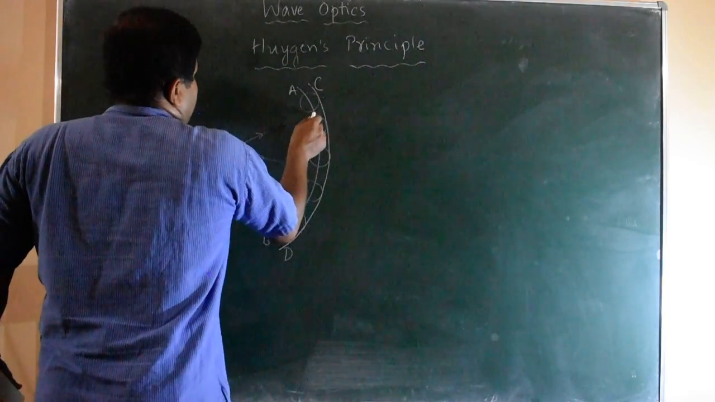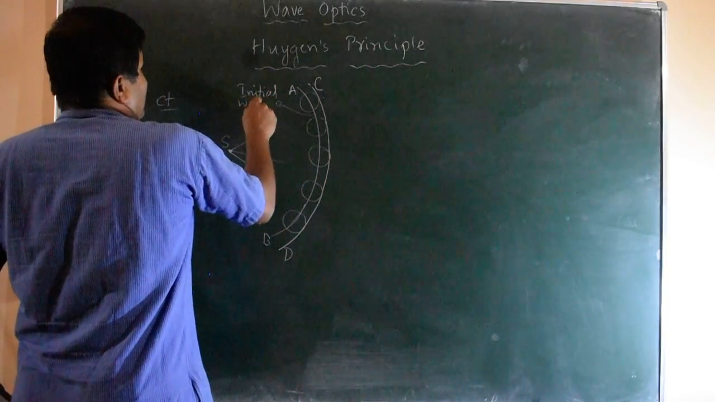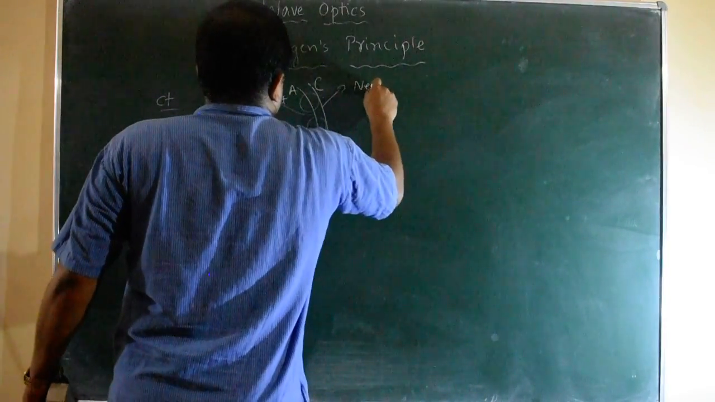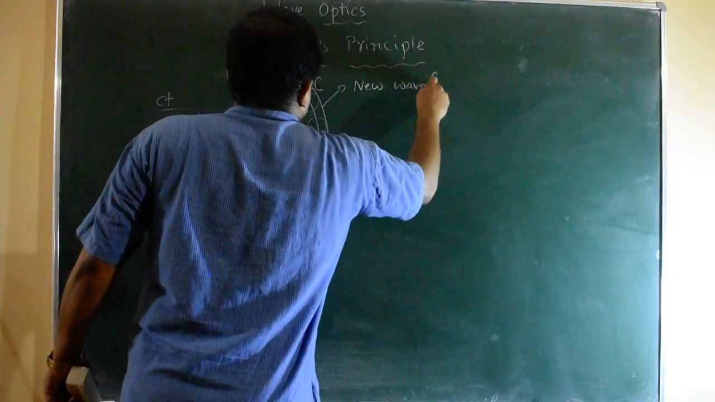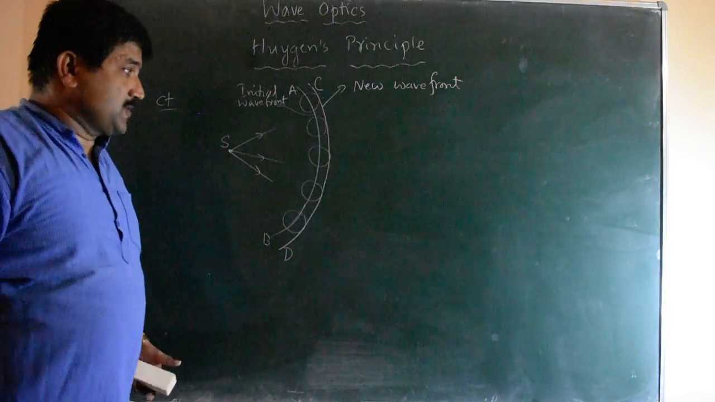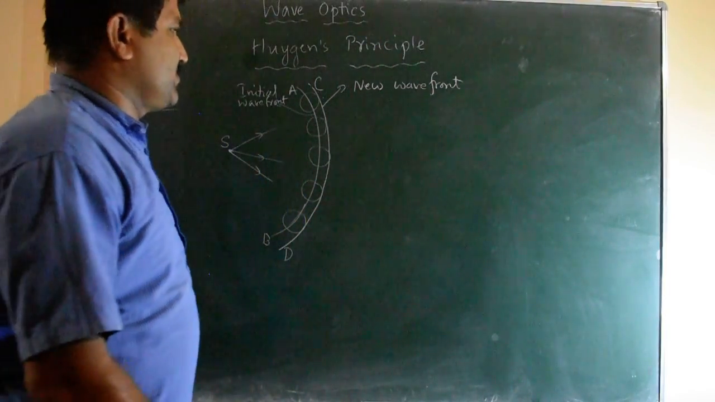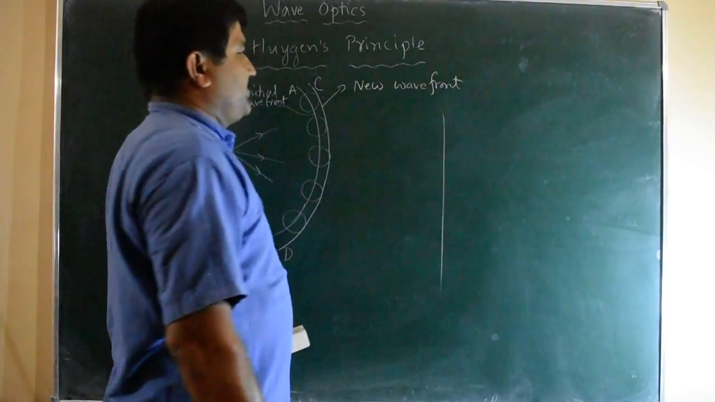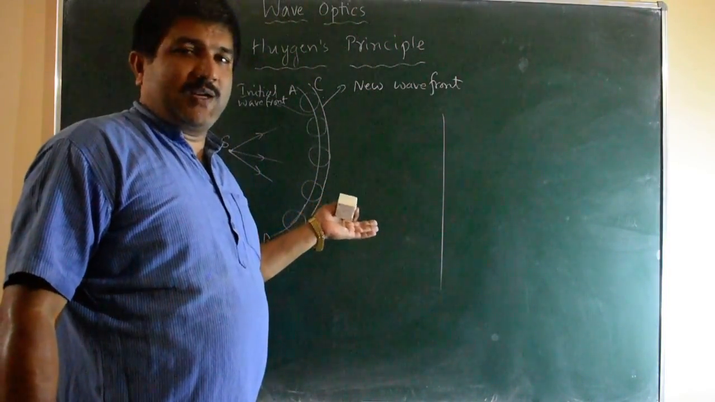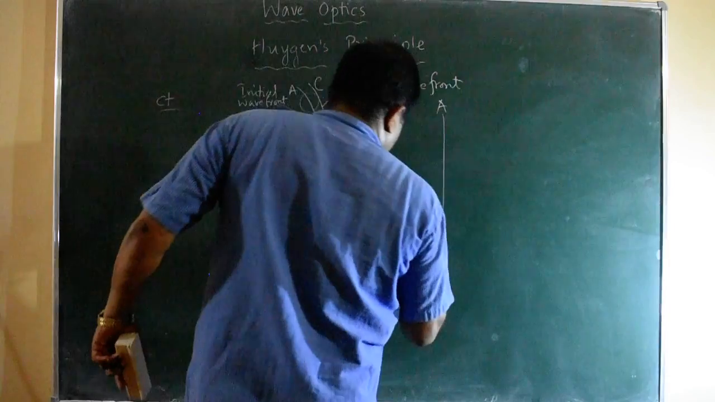So AB is the initial wavefront, whereas CD is the new wavefront. This is in the case of a point source. Suppose a plane wavefront at a large distance, we have to assume. Suppose this is the primary wavefront, a plane surface at a large distance from a point source or a line source. This is the wavefront, say AB. AB is the wavefront initially.